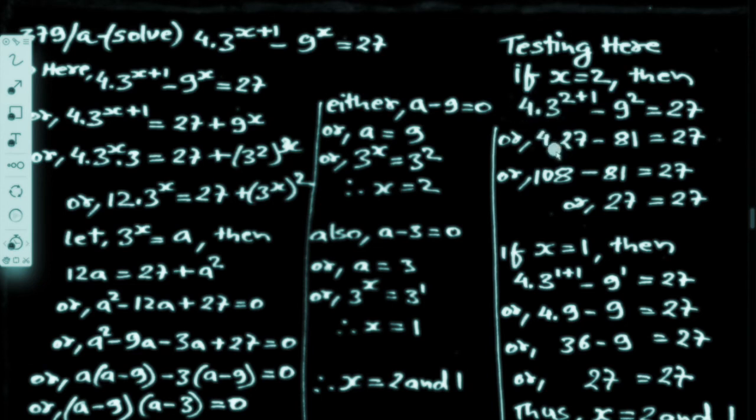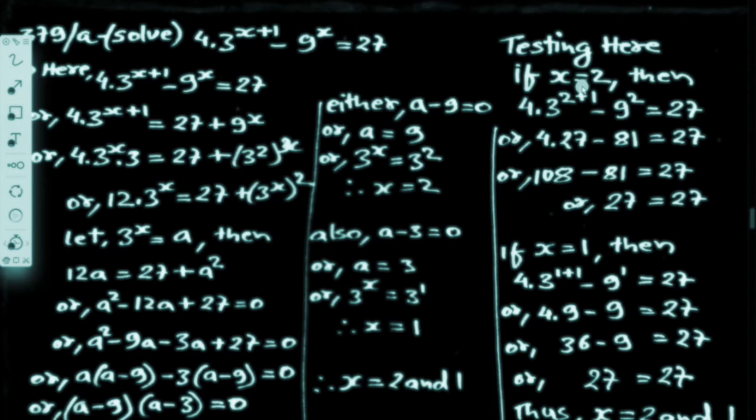So 4 into 27 minus 81 equals 27. 4 into 27 is 108, and 108 minus 81 is 27. So 27 equals 27. Both sides are the same, which means our answer x equals 2 is right.